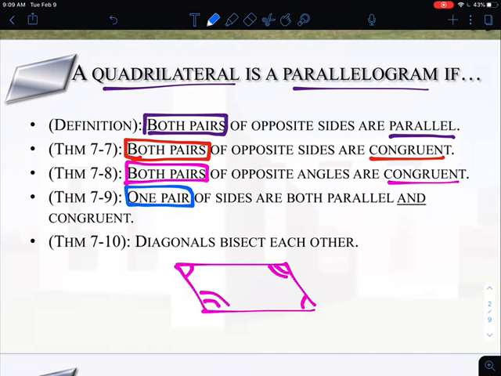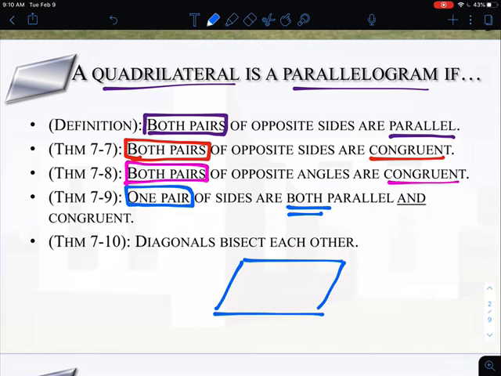Now the next one is a little bit trickier, and it's one pair of sides. We're looking at one single pair of sides, and what we're looking at is that they're both parallel and congruent. If I have a picture here, and they tell me that one set of sides, say the top side, is congruent to the bottom, and they tell me that the top is parallel to the bottom, I have to have both sets of markings on the same 2 sides. So top and bottom are congruent, top and bottom are parallel, then I can say that it's a parallelogram.